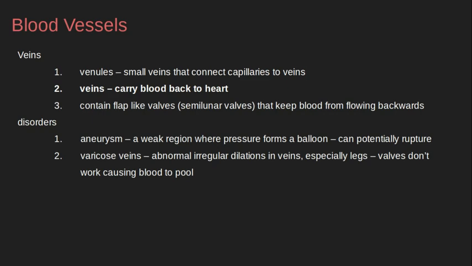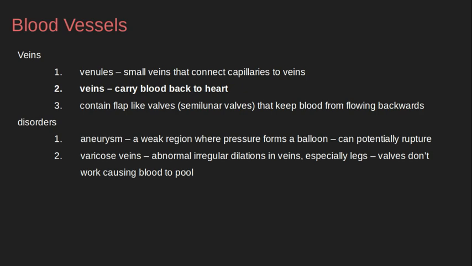And as far as veins, you have venules. These are small veins that connect the capillaries to the veins. And then veins are the opposite. They carry blood back to the heart. They contain these little flap-like valves. They call them semilunar valves that keep the blood from flowing backwards.